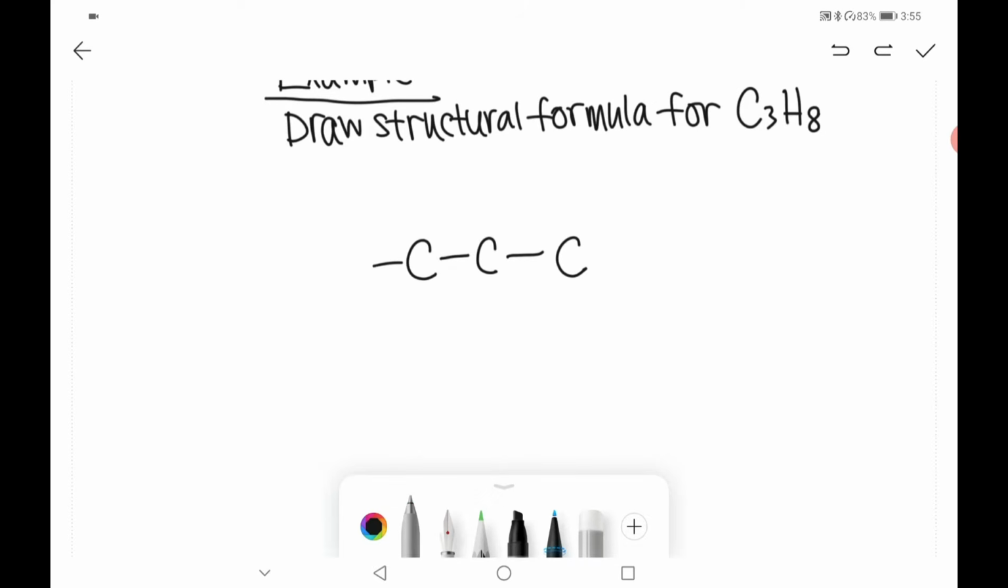So you add 3 more. This carbon, you have 2 bonds already, so you add 2 more to make it 4. This carbon already got 1 bond, so you add 3 more to make it 4. So remember, the magic number is 4. Carbon must have 4 bonds.